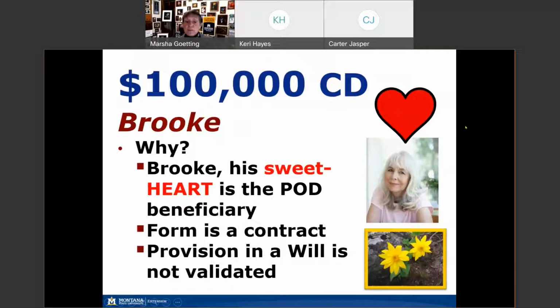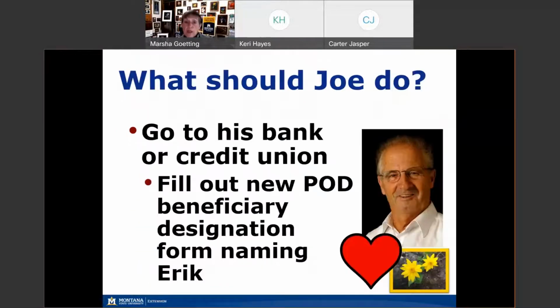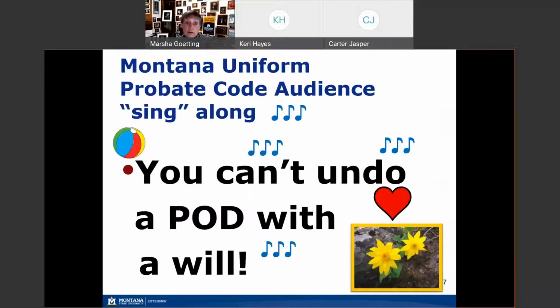Yes, indeed, it is Brooke, because you see that POD form becomes a contract and the provision in the will is not validated. So even though you would submit the will for probate, that provision isn't honored because of the POD contract. So keep that in mind. So what should our friend Joe do? Well, he needs to go to his credit union or his bank and say, I want to fill out a new beneficiary designation form. No problem. He just does that, and then he names Eric.